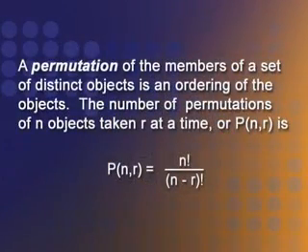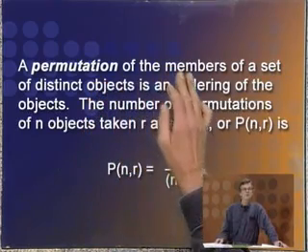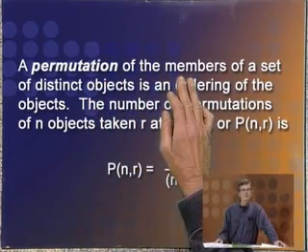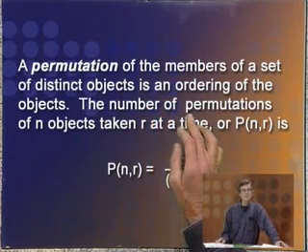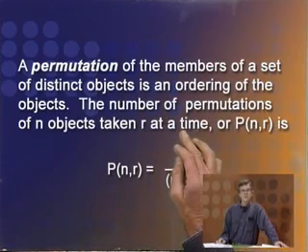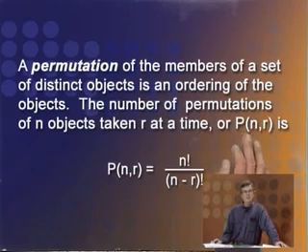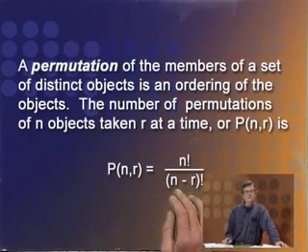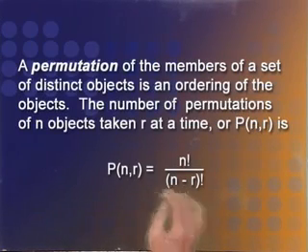Now, if I take a permutation of objects, what I mean is I'm going to count the number of ways that I can rearrange the objects in some order. So in this graphic, it says that a permutation of the members of a set of distinct objects is an ordering of those objects. And I want to count the number of permutations of those n objects. Now, what if I were taking them r at a time? That is, I'm not using all of them, but I'm using some subset of them. The number of permutations on n objects taken r at a time, which is abbreviated as P(n,r), can be calculated using this formula right here. Now, let me explain the formula, where it comes from, and we'll also illustrate what we mean by a permutation.